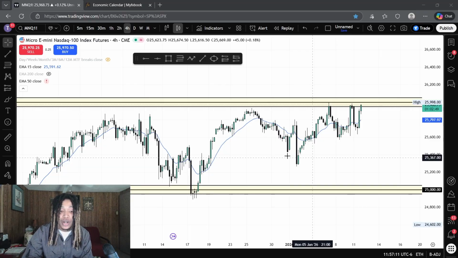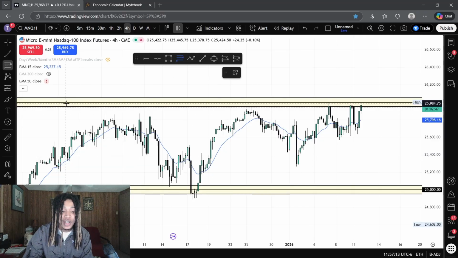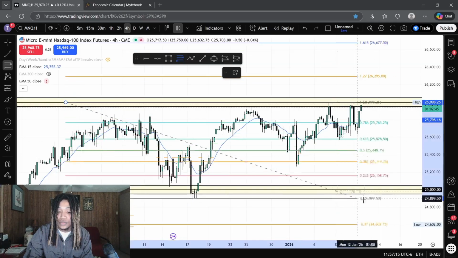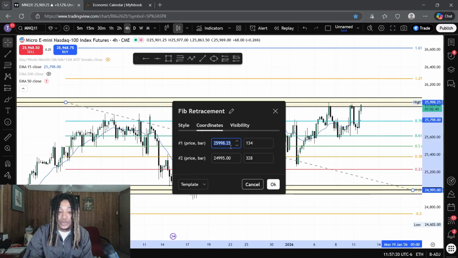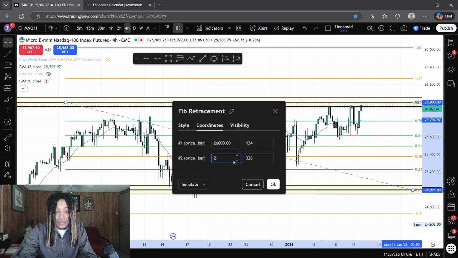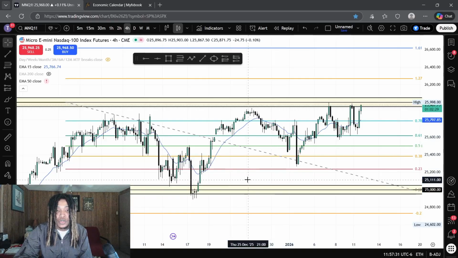So when I come to the charts, I'm gonna get the Fibonacci. Boom. Top 26,000, bottom 25,000. Boom. All right, so these levels, right? These lines, the blue, the green, and all that. Those lines are basically the retracement through this price range, in my opinion.